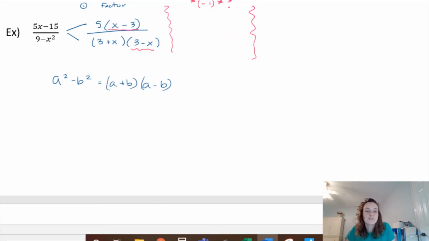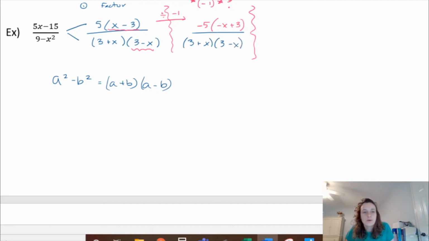Okay? So to fix this, in the numerator, you can take out a -1. So now I'm going to have -5, and now everything inside parentheses will change the signs. Now I'm going to have -x plus 3 on the inside. And my denominator here is going to stay the same, 3 plus x and 3 minus x.